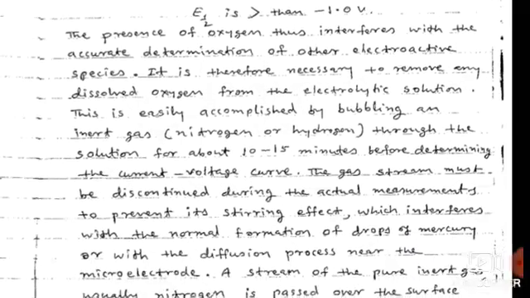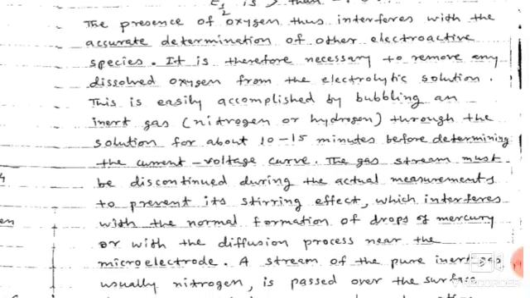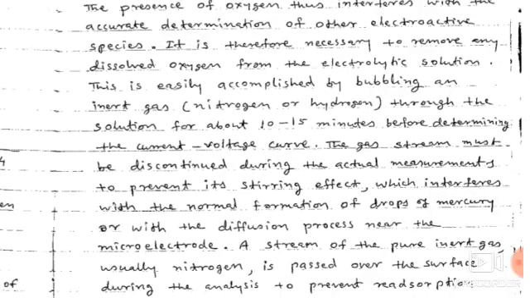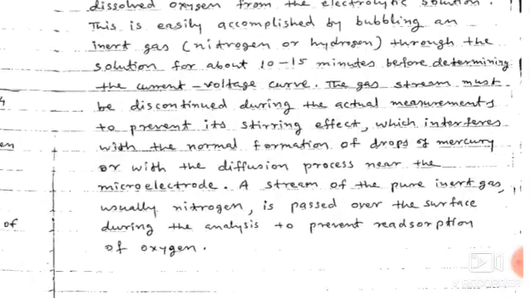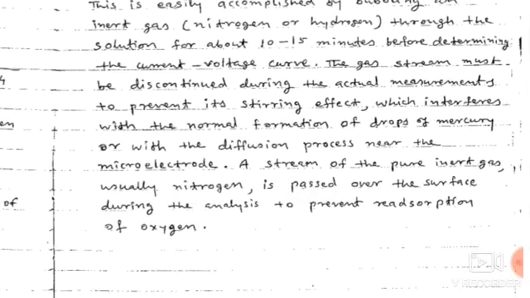So this removal of oxygen from the electrolytic solution is done by passing inert gases through the solution for about 10 to 15 minutes before determining the current voltage curve. The gas stream must be discontinued during the actual measurements to prevent its stirring effect, which interferes with the normal formation of drops of mercury or with the diffusion process near the microelectrode. So a stream of pure inert gas, usually nitrogen, is passed over the surface during the analysis to prevent the reabsorption of the oxygen.